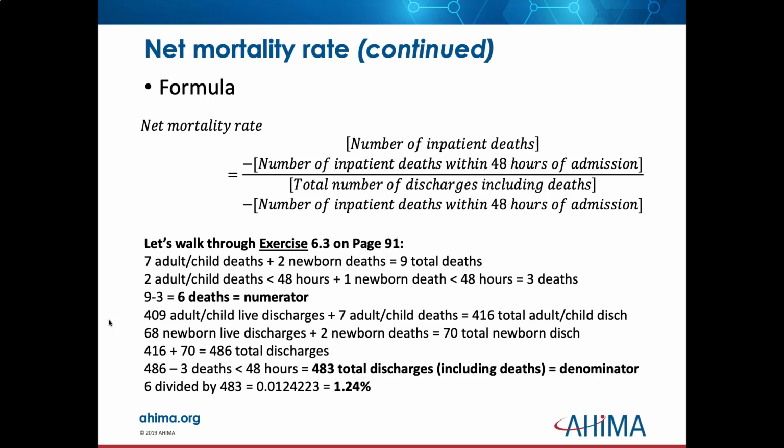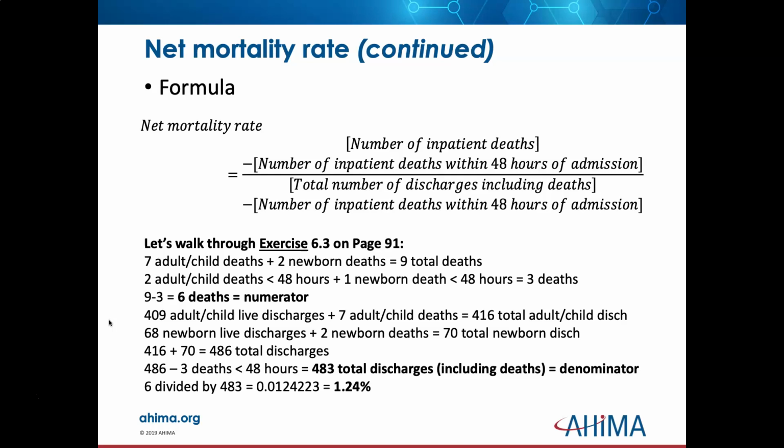Remember, net mortality, pull out those. So we had 2 adult children that were under 48 hours and 1 newborn. So that's a total of 3. So 9 minus 3 equals 6 deaths, and that's going to be our numerator.